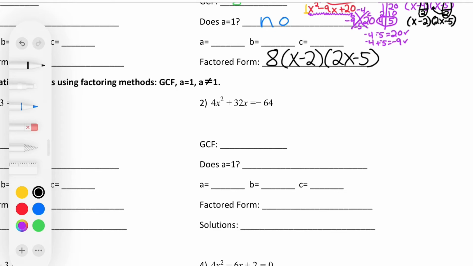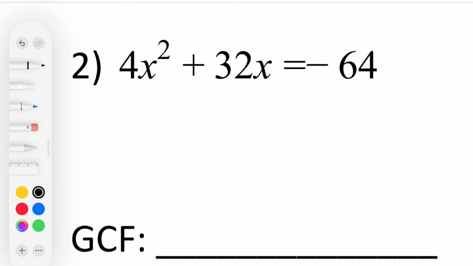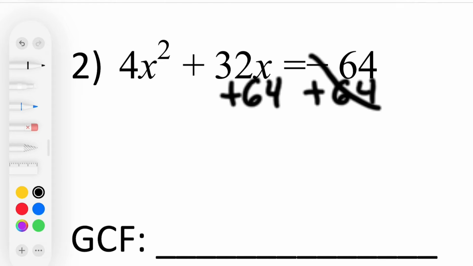Alright, so then the next one, we are factoring it using GCF, a equals 1, and a does not equal 1. So as we are solving, we are going to make sure one side of the equal sign is 0. Gotta have one side equal to 0 or it will not work. So for number 2, does one side equal to 0 yet? No. So we gotta add 64 to both sides. On the right, we get 0, which is what we wanted.